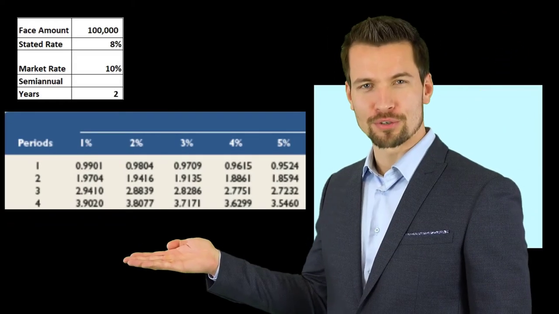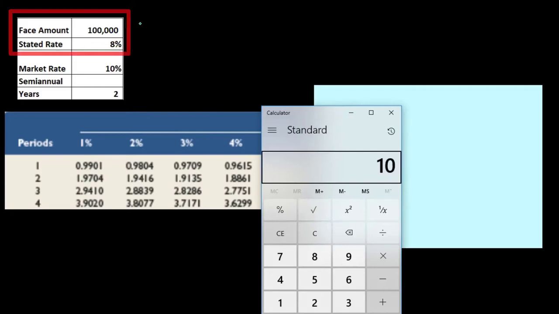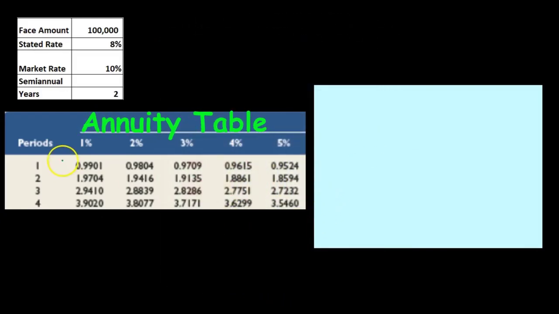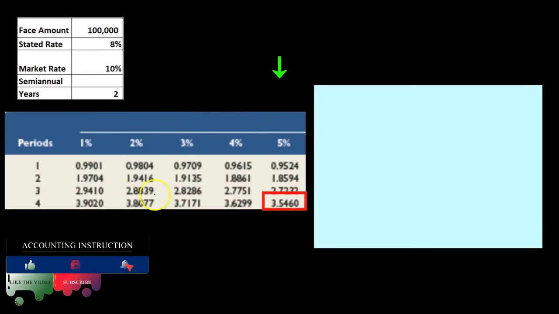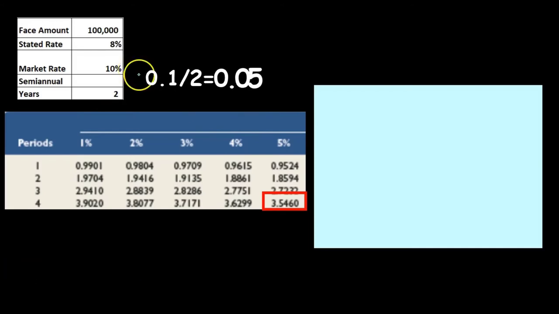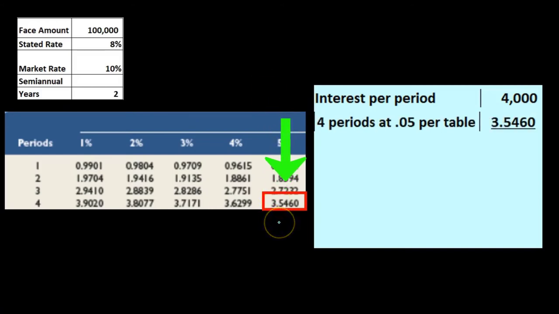Then we have the other component, which has to do with the interest, which we're paying 4,000, which is 100,000 times the 8%. So we're going to pay interest of 100,000 times 0.08. That would be the yearly rate stated on the bond, divided by 2, 4,000. That's what we're actually going to pay every 6 months for 4 periods, 2 years. So we're going to use our table again, but this time for an annuity. And you can tell it's an annuity table because the amounts are greater than one. And we're going to pick the same area, 5%, four periods, 2 years times two for semi-annual, 5%, because we're taking the market rate now and dividing it by two so that it's not a yearly rate, but a per 6-month rate. And then we'll just take our interest per period, 4,000, and multiply that times the 3.5460. They did the math for us.